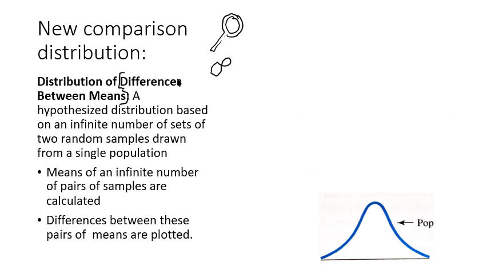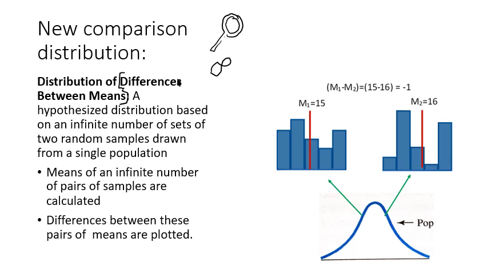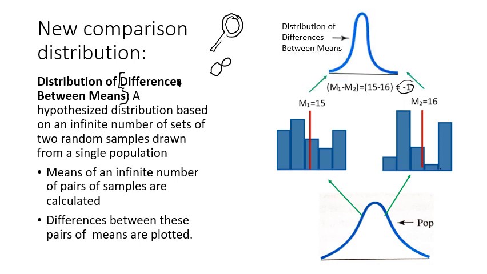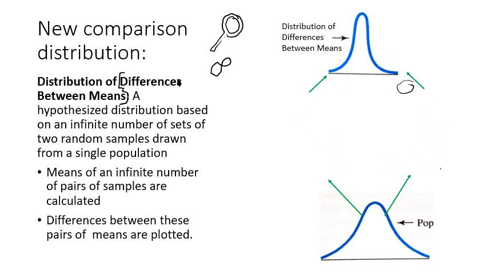Here's that population. And now let's picture that we've drawn a sample out of it, a sample from this first group. In this case, the mean of this particular sample is 15. The mean of this sample is 16. We subtract one from the other, and we have a difference between means of -1. Here's our scientist. Let's draw. And this is the distribution of the difference between those means. And then we've done this an infinite number of times.